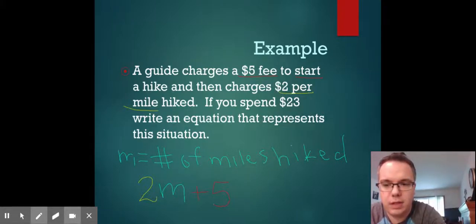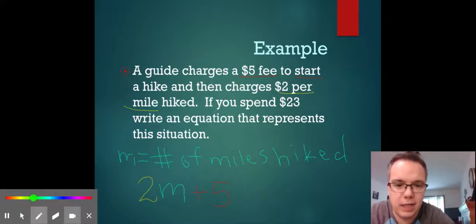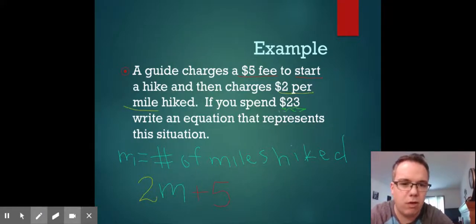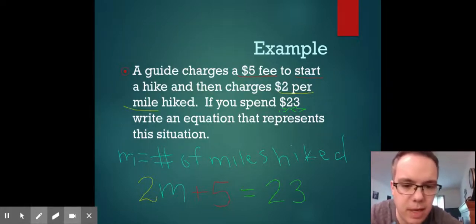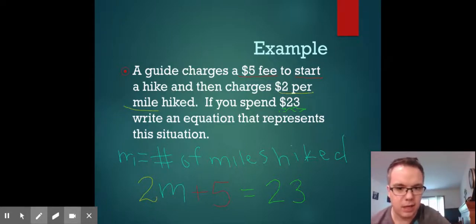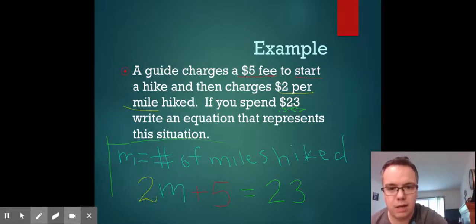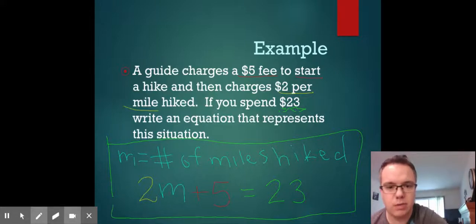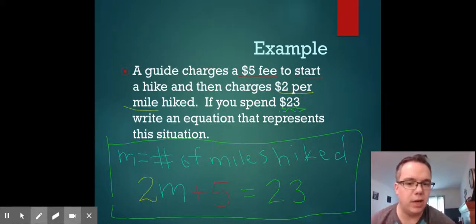And now we're going to go to step 4, which is to find a total. It says if I spend $23 total. It doesn't say total, but it kind of implies total. So what this is equal to is $23. Whatever number of miles we hiked, if we multiply that by our $2 per mile, that gets us some money, plus our $5 we started with, should equal a total of $23. So this is actually our answer to the first part. M equals the number of miles hiked, and our equation is 2M plus 5 equals 23.